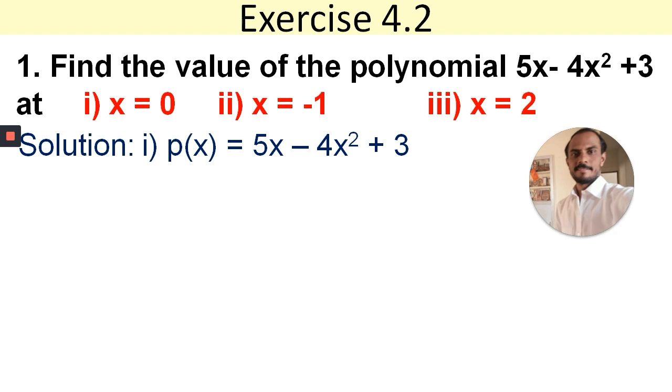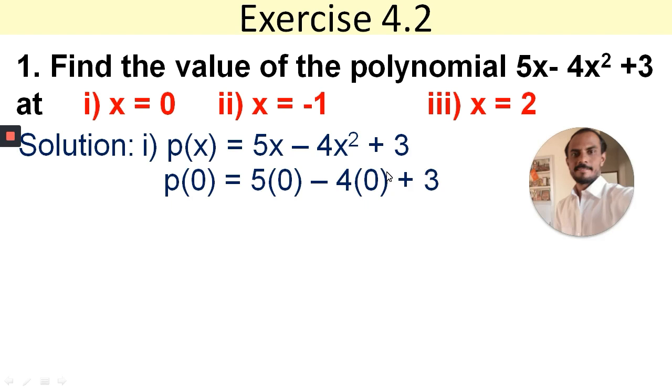At x equals 0, p of 0 equals 5 into 0 minus 4 into 0 squared plus 3. Where the x is there, we replace it with 0. 0 squared is also 0 only. So p of 0 equals 5 into 0 is 0, minus 4 into 0 is 0, plus 3. Then p of 0 is equal to 3 only.